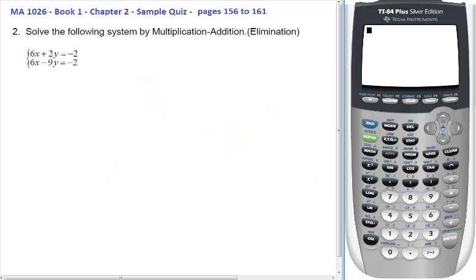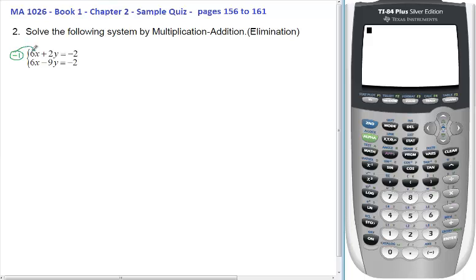Now if you notice here, I have the same coefficient, but I have the same sign. So how do I get rid of that? Well, I choose to multiply by something to make sure I get the same number but opposite sign. So I'm going to multiply the top equation by -1. So I'll write it, put a circle around it so you can see it.